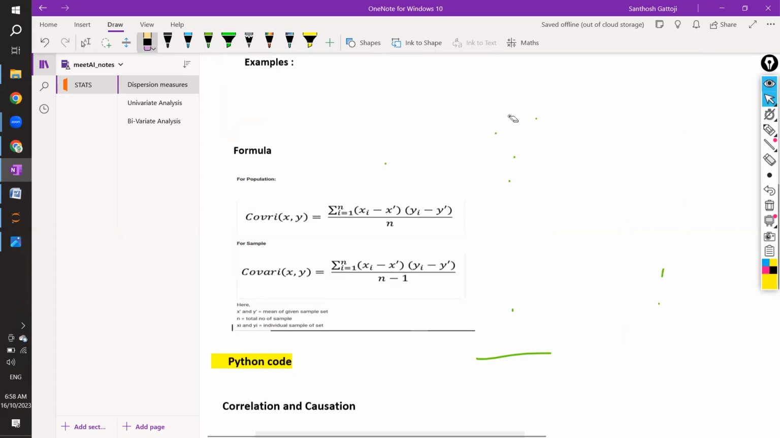Fine. So now let's try to understand the formula, how you can calculate this. Fine. So here, as you can see, this is a formula, guys. Covariance of x and y. Okay. This is for population. This is for sample. Fine.